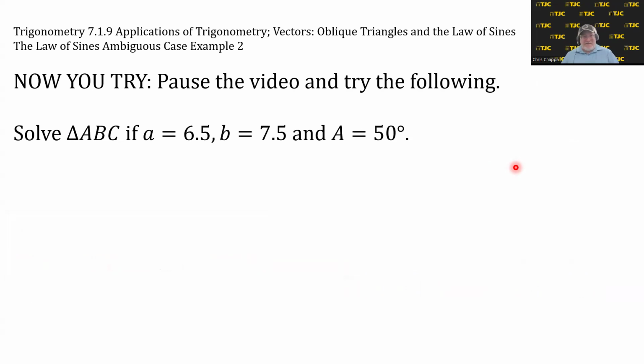All right, now you try. Pause the video and try the following. Solve triangle ABC if side A is 6.5, side B is 7.5, and angle A is 50 degrees. There will be two solutions, by the way. All right, if you haven't paused the video yet and tried it, here's your fair warning. Solution in 3, 2, and 1.